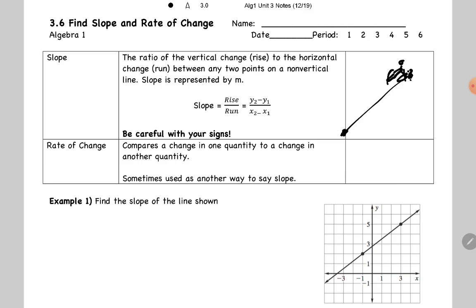And basically we calculate the rise over the run. And that tells us how far up we go for every 1 unit to the right. Rate of change compares a change of one quantity to a change of another, and we kind of use this sometimes to say slope.